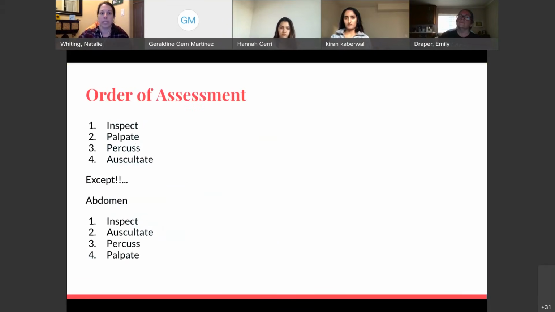So order of assessment is always inspect, palpate, percuss, auscultate, except with abdomen. With abdomen, we don't want to start palpating or percussing before we take a listen because we'll induce peristalsis. So this is the order that we use for abdomen: inspect, auscultate, percuss, and palpate.